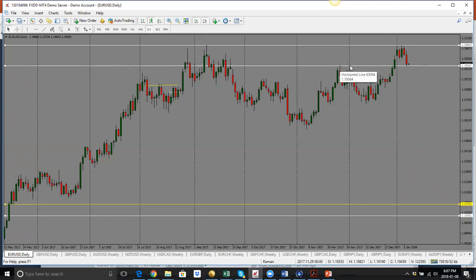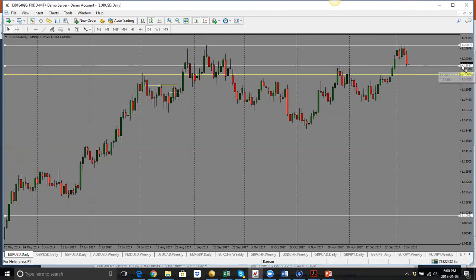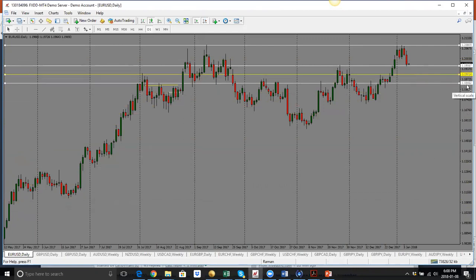One thing we do need to keep in mind, it is into support here. So it will be important to see that the support gets broken. This area here, the 1.1950 level, will be very critical. My bias is to the downside. I'm looking for price to drop further into 1.1900, and then the second target is 1.1850. My bias is to the downside.